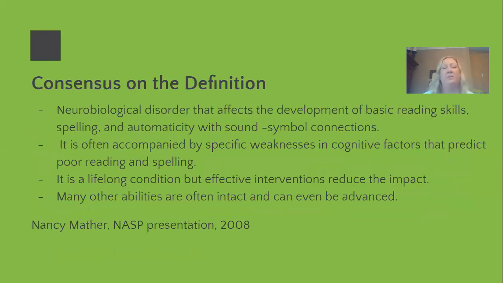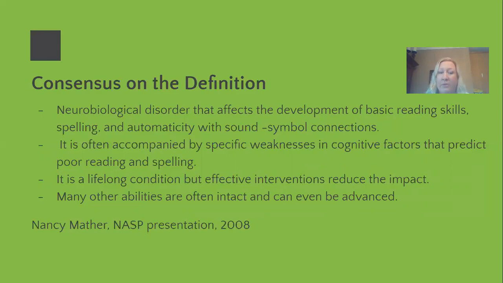So this is from Nancy Mather, who's actually one of the authors of the book that you guys have in the class, that has some really good consensus on the definition points. So any definition of dyslexia should probably talk about that it's a neurobiological disorder. It's something you are born with. It has to do with how your brain functions, that affects the development of basic reading skills, spelling, and automaticity with sound symbol connections.